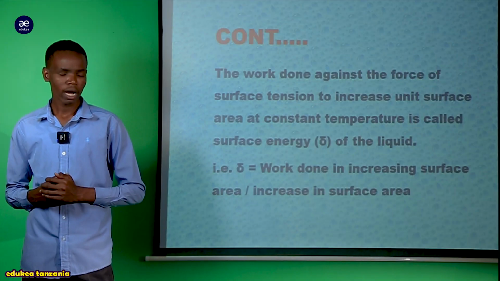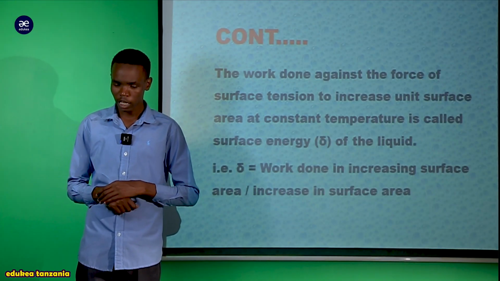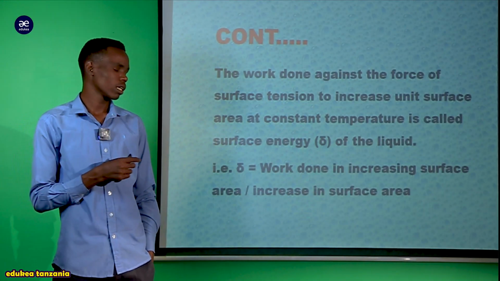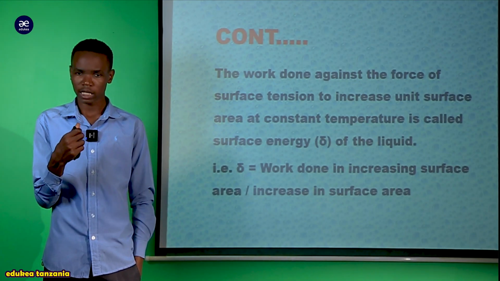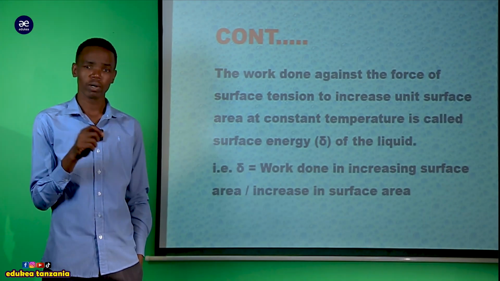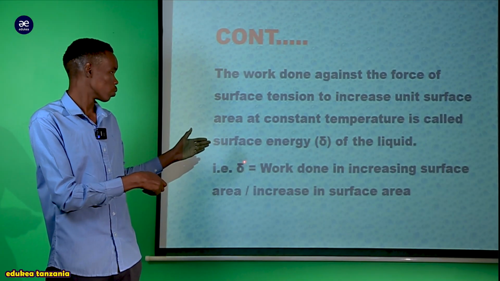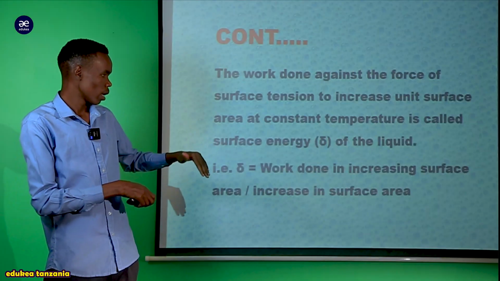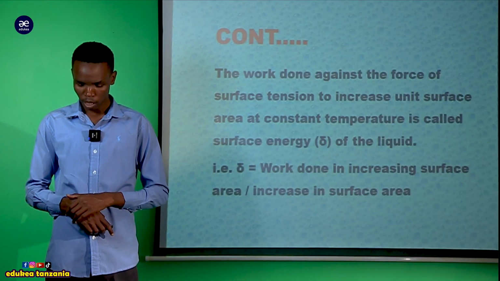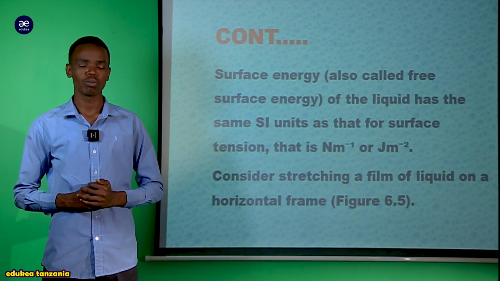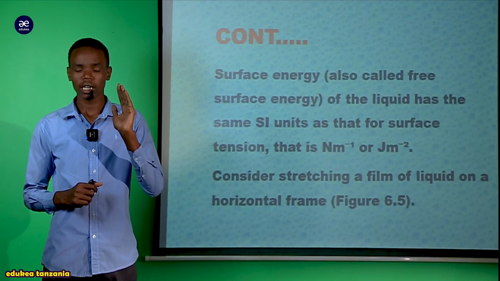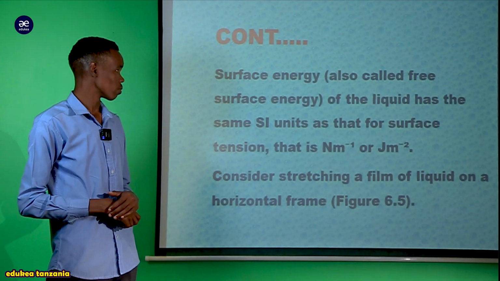The formula to calculate the surface energy of the liquid can be represented by this symbol, as we see here. It must be equal to the work done. Mathematically, we can express the surface energy of the liquid by taking the work done in increasing the surface area, then dividing by the increase in the surface area. So that is the formula we can use to calculate the surface energy of the liquid.